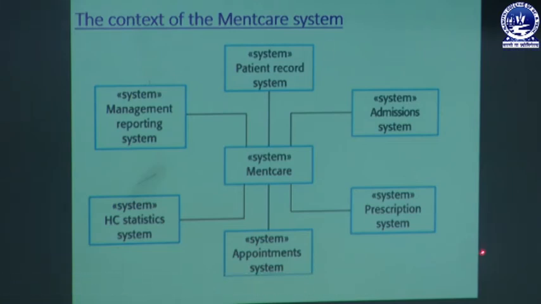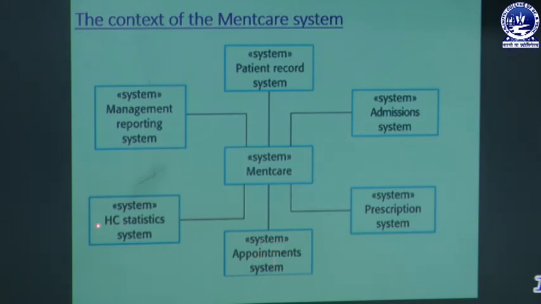Next, we have a prescription system. That means, when a patient has visited Mentcare, the doctors there have prescribed some medicines and so on to the patient. So, we need to keep all those prescriptions in a system, that is the prescription system. Next, we have an appointment system, and this system will provide appointments to the patient. The patient can access this appointment system and take an appointment for the mental health care.